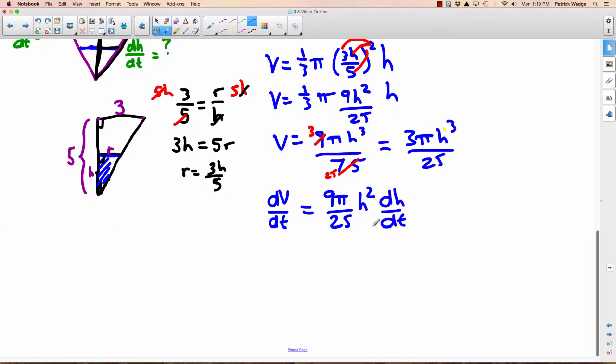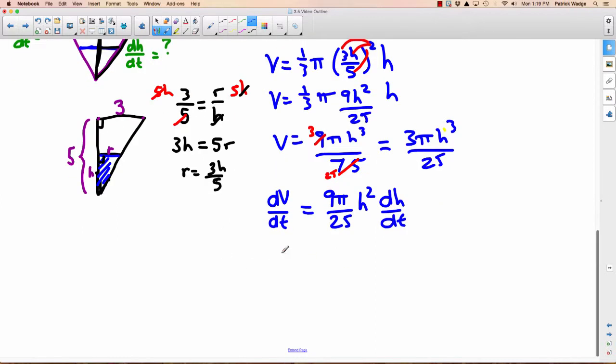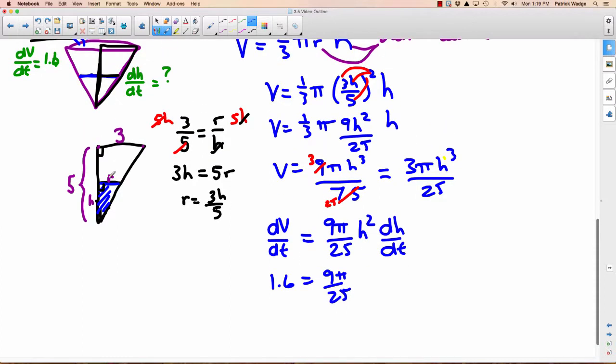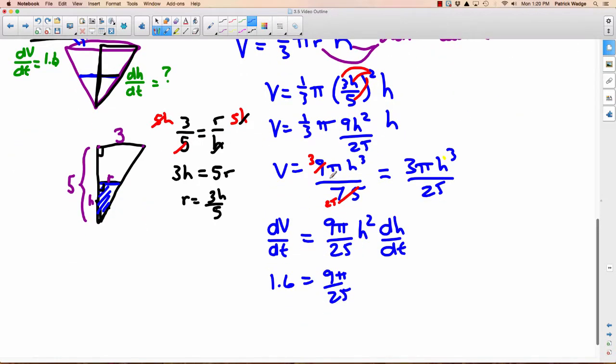Good, now we're able to start plugging in. Do we know dV/dt? Yeah, we do. It's 1.6. This we know, 9 pi is just a number, 25 is just a number. H, do we know H? Yeah, but you're not looking down here for it, you're looking up here. It says, find the rate at which the water level is rising when the water is 2 meters deep. So we are going to put 2 right here.